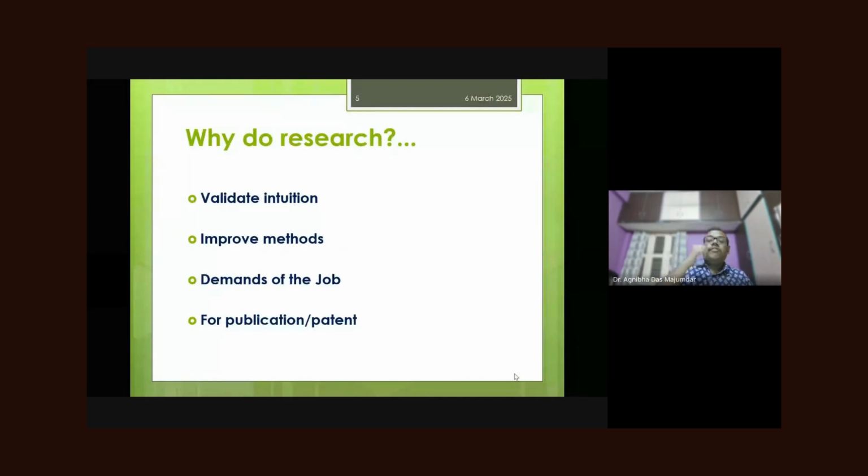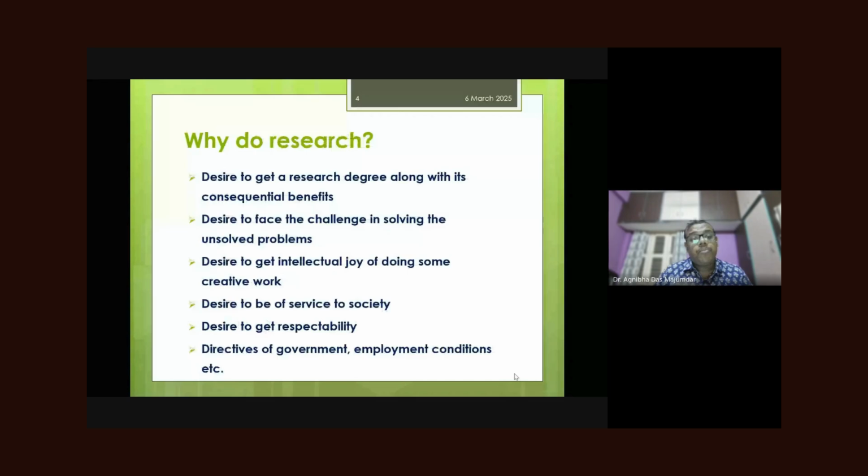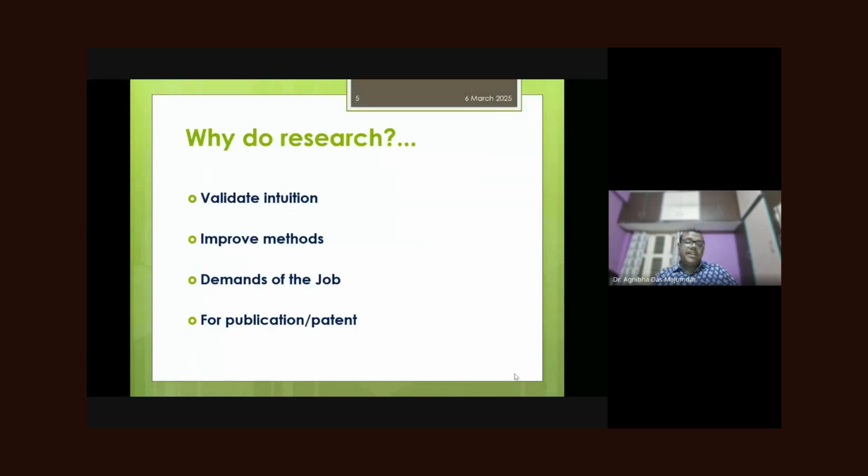Then desire to get respectability. Definitely, if you are a researcher, if you are a scientist, if you are a professor, definitely you have respect in the society. Then directives of government, employment condition, etc. That is a very secondary part that will not tell anything extra on this.